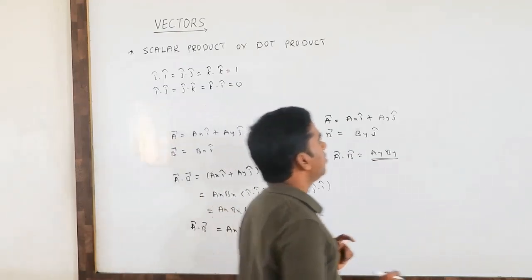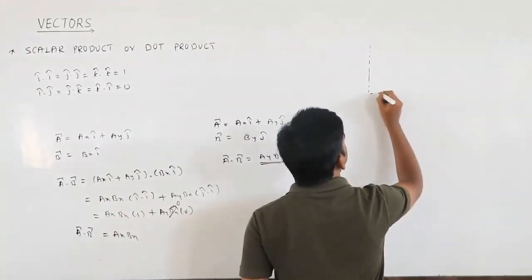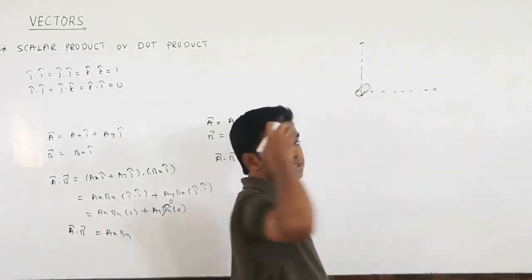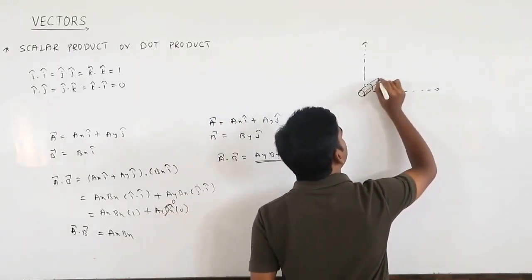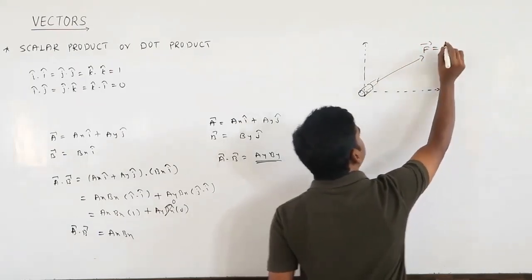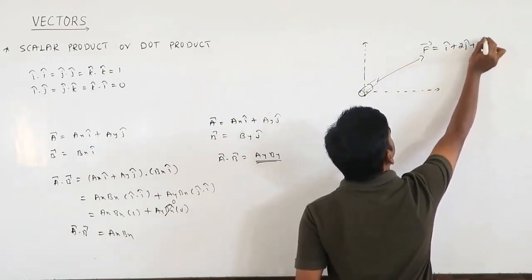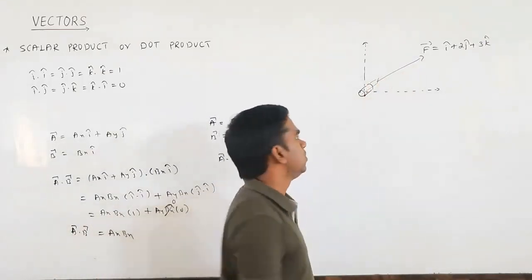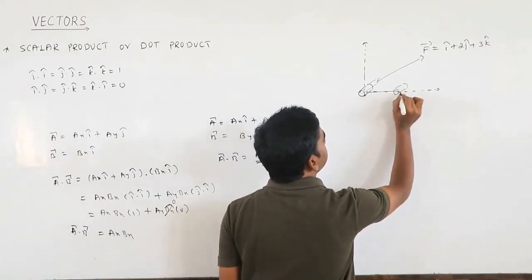For example, suppose you are having X and Y axis. Now here you are having the roller. That roller example is very important. So for example, you are applying force in this direction because you have to pull this. How much force are you applying? You are applying I cap plus 2 J cap plus 3 K cap. Force is applied in this direction, but theta you don't know. So how much displacement will take place? The roller will move from here to here.